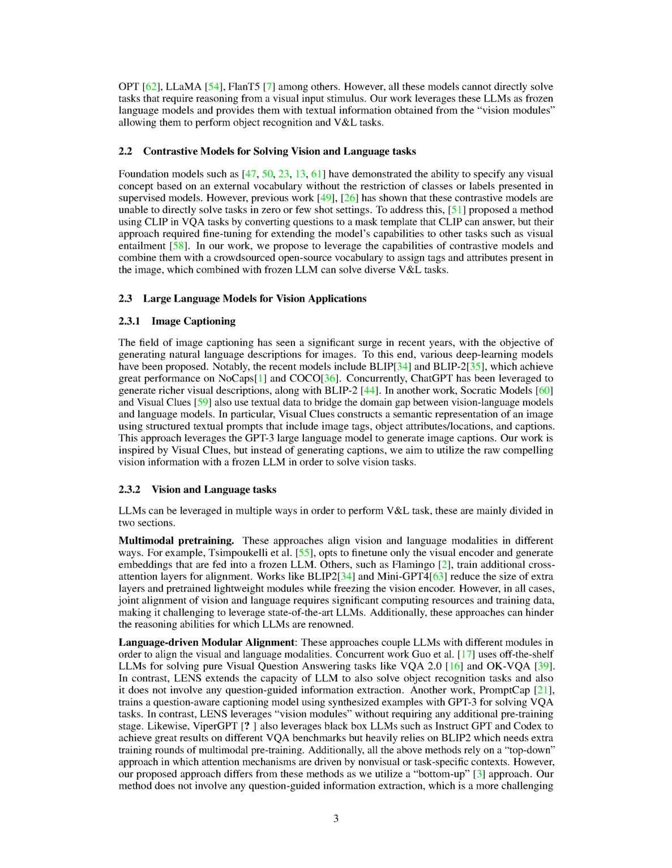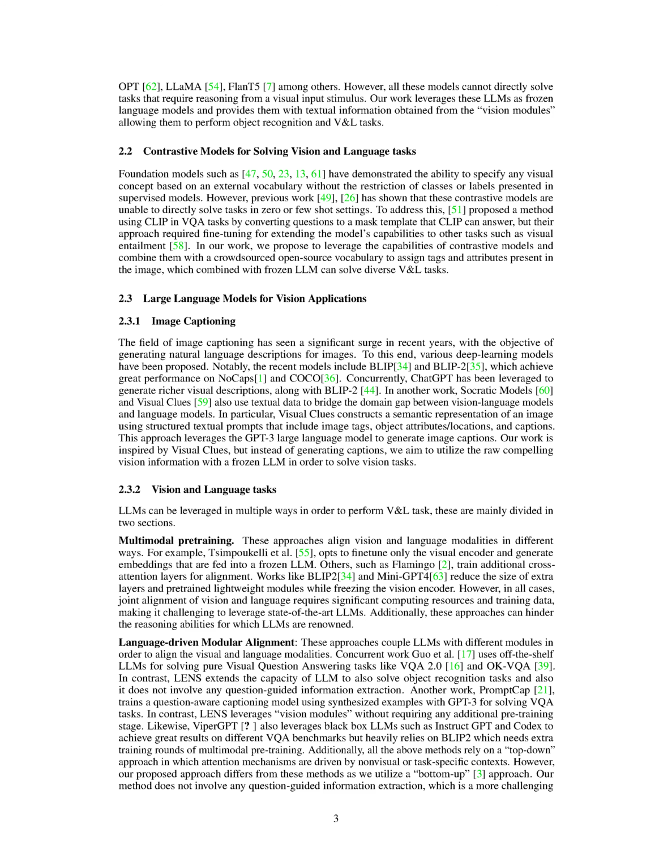Other studies like Socratic models and Visual Clues use textual data to bridge the gap between vision language models and language models. Specifically, Visual Clues constructs a semantic representation of an image using structured textual prompts including image tags, object attributes, locations, and captions, leveraging the GPT-3 LLM to generate image captions. Our work draws inspiration from Visual Clues. However, rather than generating captions, we aim to use the raw, meaningful vision data with a static LLM to solve vision tasks.